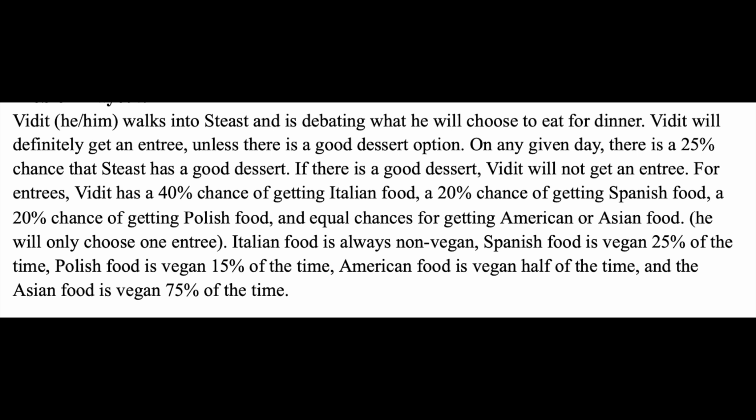For entrees, Vidit has a 40% chance of getting Italian food, a 20% chance of getting Polish food, and equal chances of getting American or Asian food. He will only choose one entree. Italian food is always non-vegan, Spanish food is vegan 25% of the time, Polish food is vegan 15% of the time, American food is vegan half the time, and Asian food is vegan 75% of the time.